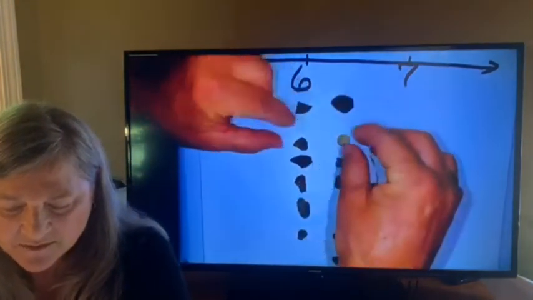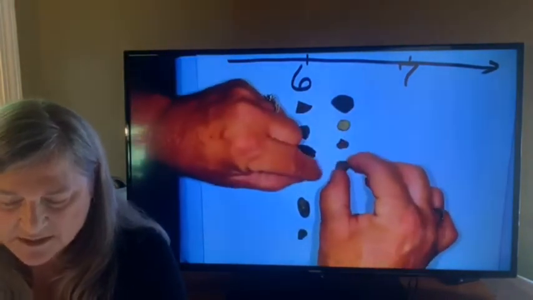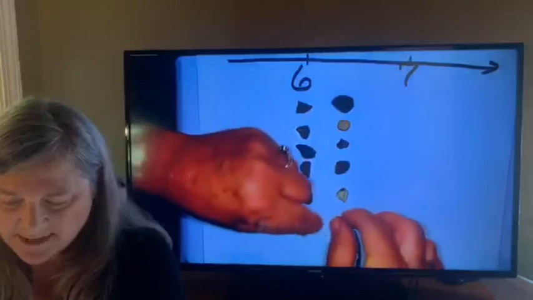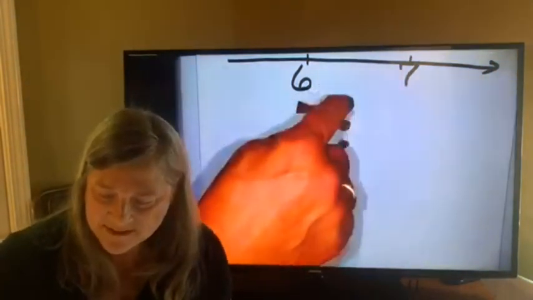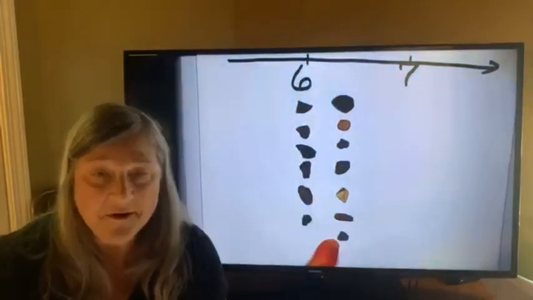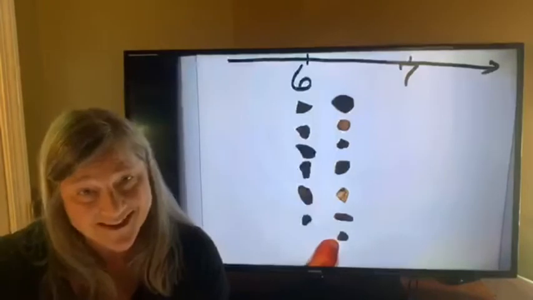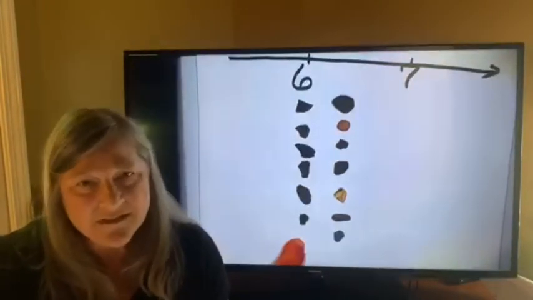So this one matches with this, matches with this, this matches with this, this with this, and this with this, and look what happens. When we have the 7 group, we have this leftover one here. And this one doesn't have a match.